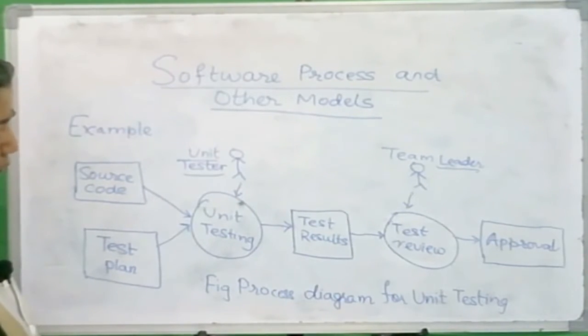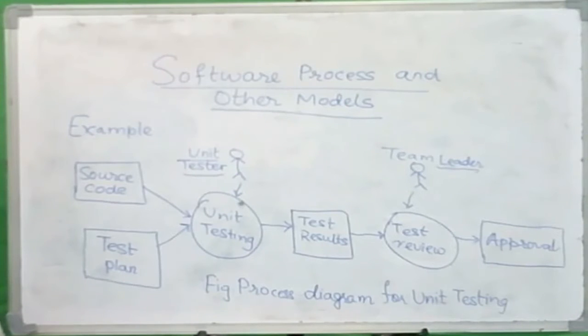The team leader reviews the test result, and the result of this activity should be the approval of the unit testing. This model does not explicitly show what happens when the process is not successful. Now this could be inferred that the unit tester keeps testing until he or she is happy. Similarly, if the team leader is not really ready to give the approval, then the process may be backed up to redo the unit testing.